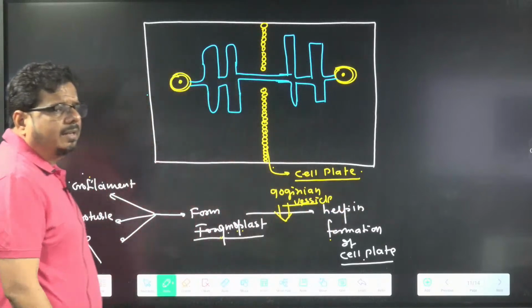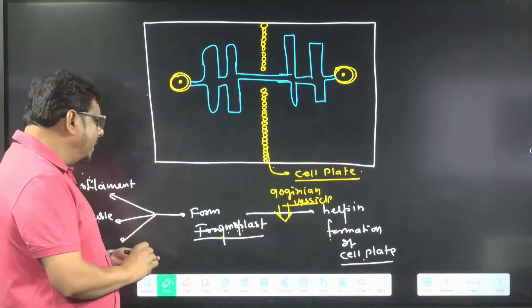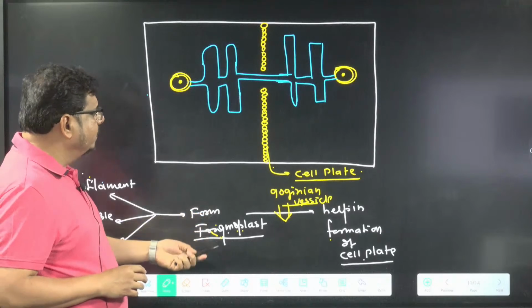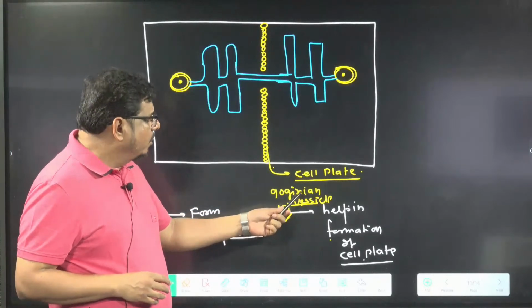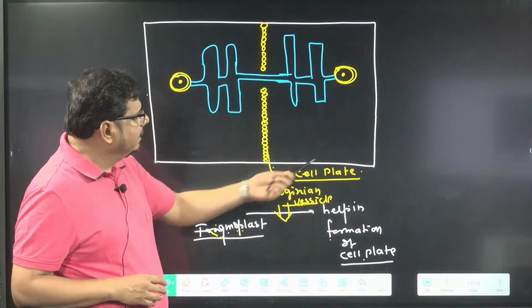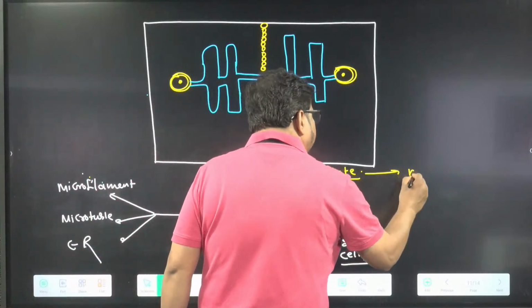Then the cell plate is forming. Got the idea? So before cell plate formation, the phragmoplast gets assembled. The phragmoplast helps the Golgian vesicles arrange like this, and this structure is called the cell plate. Later on, this cell plate is converted into the middle lamella.